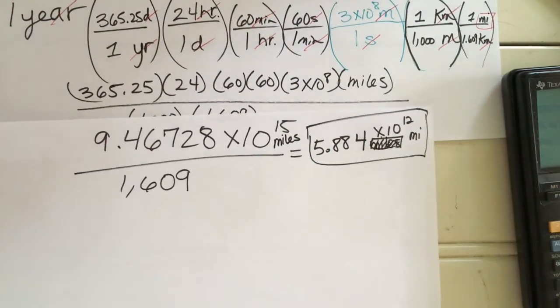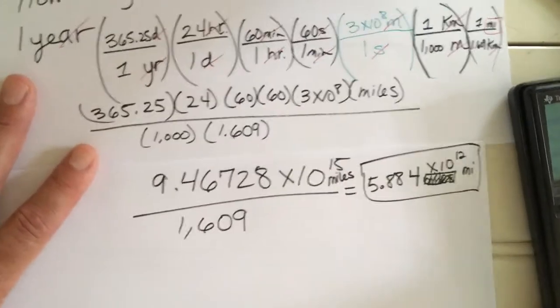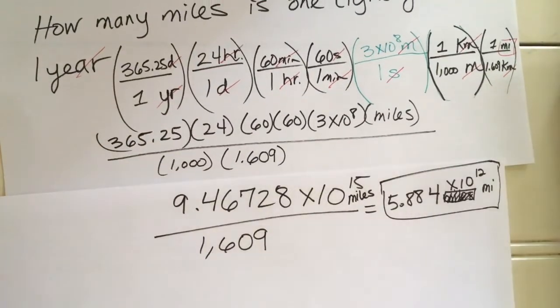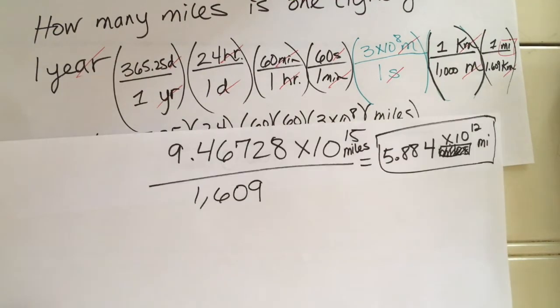All right. Is that the same as I would have gotten the other way? Let's check the other way really quick, but you can kind of see how it works out. So quite a few miles, right? 5,884 followed by 9 more zeros roughly, so quite a few miles. Let's go ahead and check the other way.